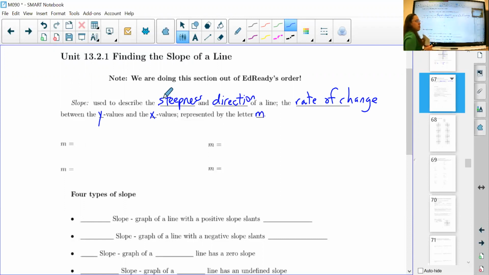I've heard m may come from French to climb, which sounds a little like mountain, or it might be from some other reason. I've never quite gotten it verified. But whatever the case, we do use m. And m is just y2 minus y1 over x2 minus x1.